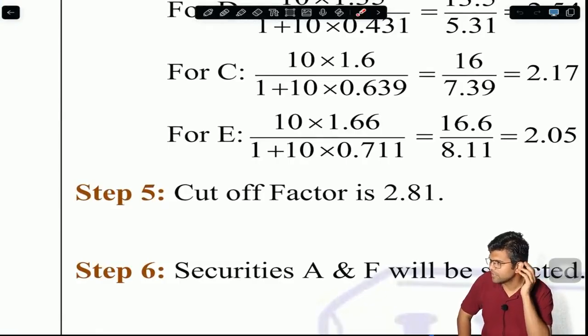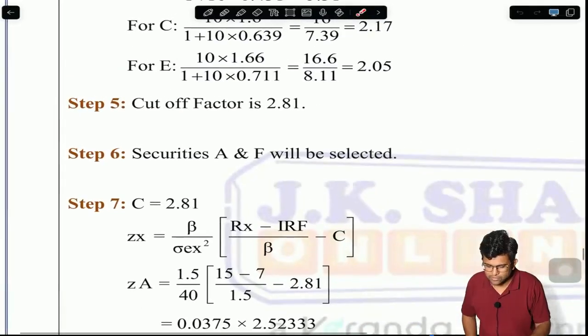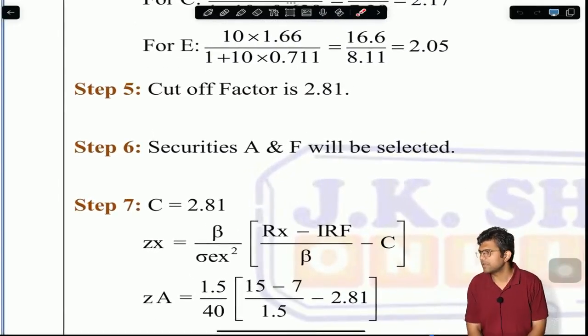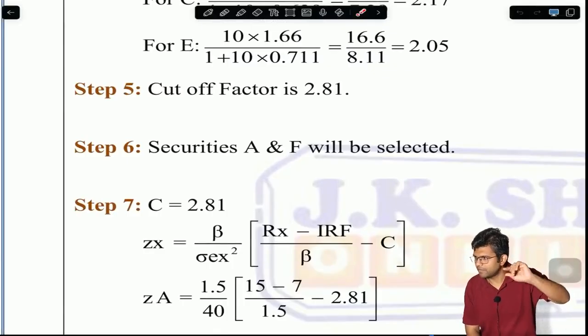You'll always get this. Always means there is only one question in ICA. The cutoff factor is 2.81. And then students, they say till the cutoff factor, which securities are there? Those securities will be selected. You're getting it? Securities A and F will be selected. So write down step 6. Securities A and F will be selected. Step 6. Understood? A and F till 2.81.